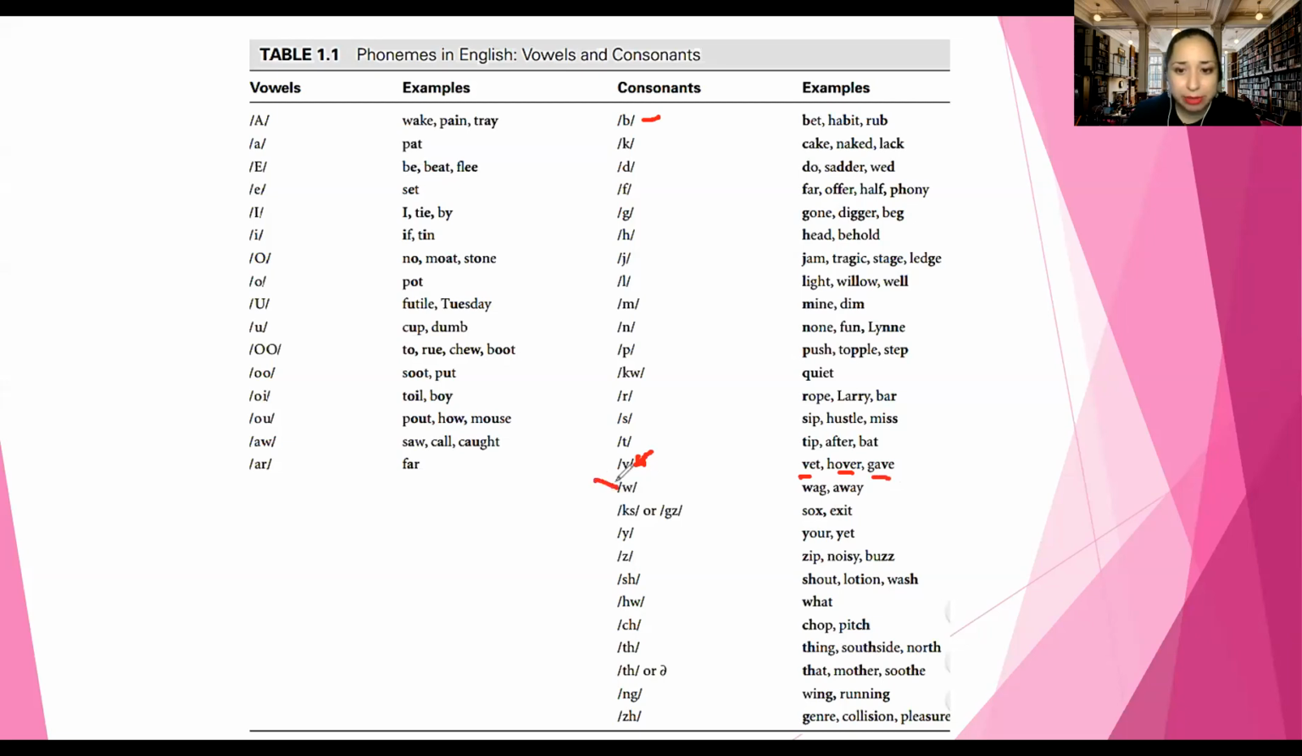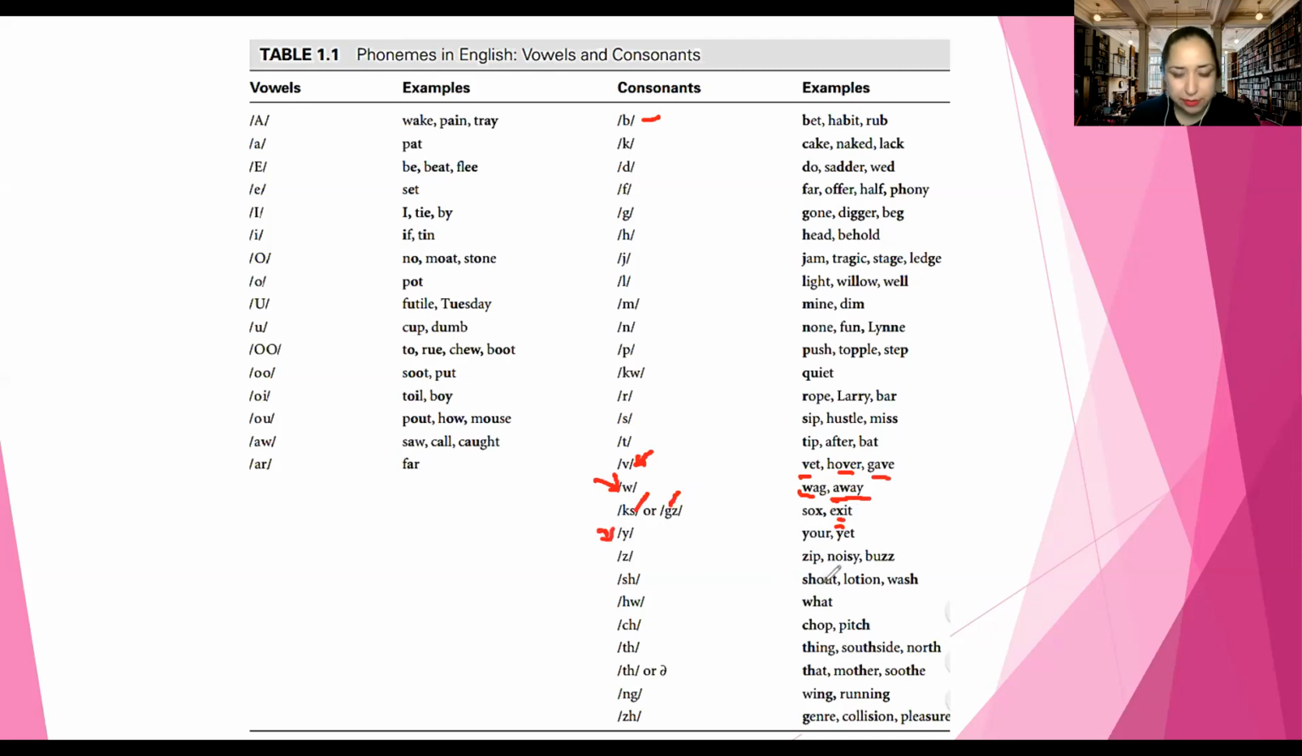Then the sound with the W is like ooh: wag, away. It's like a U in Spanish, which is actually good because we are Spanish speakers and the phonemes are not that hard for us. It's very easy for us, but we need to understand how they are mixed in. The sound of X or GZ is like stops, exit. It's like that sound of X.